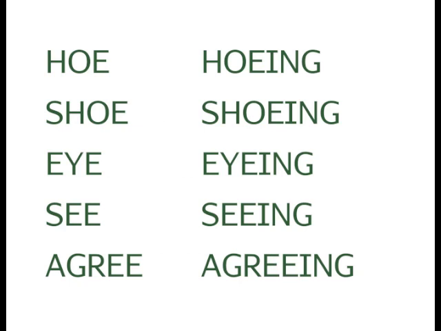If an E is part of a letter team, like OE or EE, then it's not really silent. It's part of a letter team helping to make the sound, and it is normally not dropped when adding a suffix beginning with a vowel, like these words here: hoe, hoeing; eye, eyeing; see, seeing. The E is needed to help make that sound.